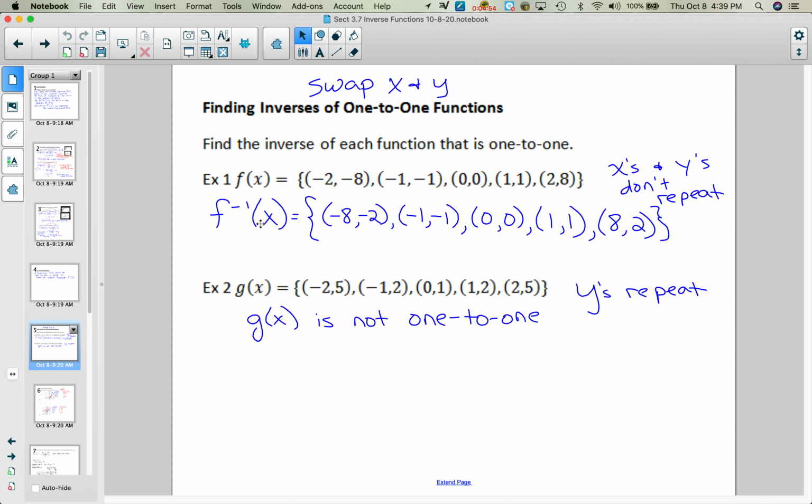So to find the inverse, notice the proper notation. You just swap all the x and y's. So you list your ordered pairs. On example 2, if you look at the x's, none of them repeat, so it is a function. But if you look at the y's, you have repeating y values. So that means it's not one-to-one. It's a function, but not one-to-one, which means the inverse is not a function.